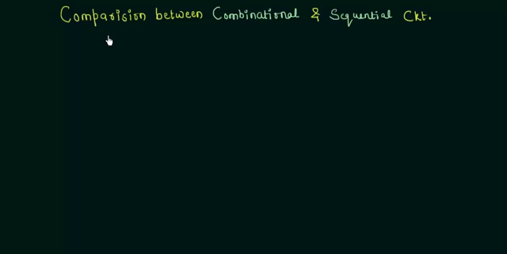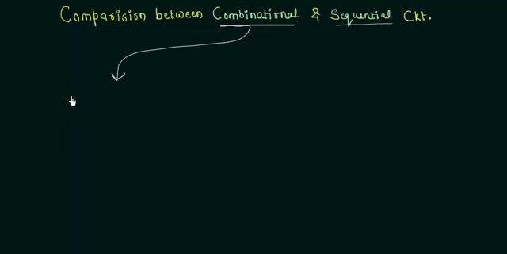Let's do a comparison between the combinational and sequential circuits. I'm doing this lecture before I start the combinational circuit, and once we are completed with our combinational circuit we will move to the sequential circuits. I think it is a better way to start a combinational circuit by comparing it with the sequential circuit. So let's move to our combinational circuit.